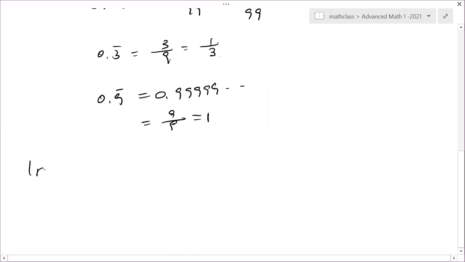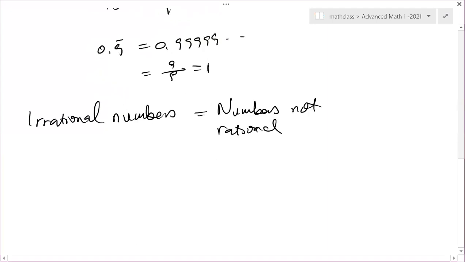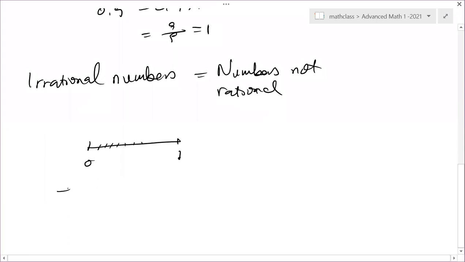Irrational numbers are the numbers not rational. How many of them are there? There are more irrational numbers than rational numbers. How many rational numbers are there? Infinitely many, but how can you say more than infinitely many? That's an interesting question. Between 0 and 1, how many rational numbers are there? Between 0 and 1, there are infinitely many rational numbers.